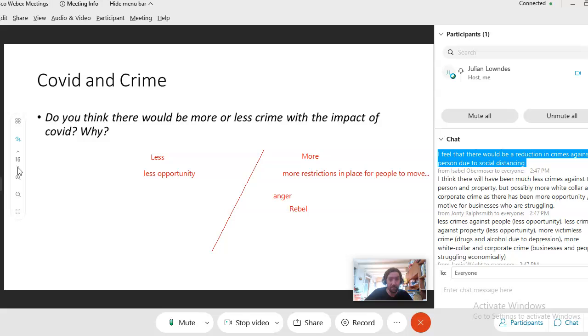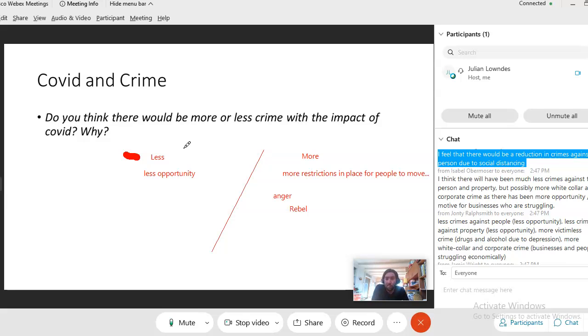And we talked about this a bit more. Here's just a jotting dot point note of the things that were discussed. Some people argued that there would be less crime, and they based their thinking a little bit on the idea that there would be less opportunity for offenders to commit those crimes.